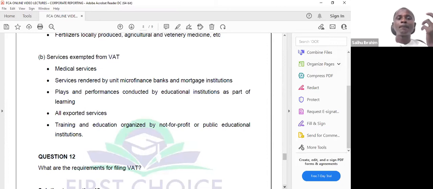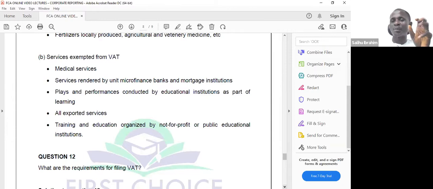Then we have plays and performances conducted by educational institutions as part of learning. For students of drama and performing arts in the universities, from time to time, they carry out plays where they set tickets out for people to come and watch. But what they are doing that for is basically a kind of learning, maybe they are doing a project. It is considered that the play is not basically to make profit, but to support their learning. So that kind of play is not subject to value-added tax. On the invoice that you use to enter for that show, you are not expected to pay value-added tax.